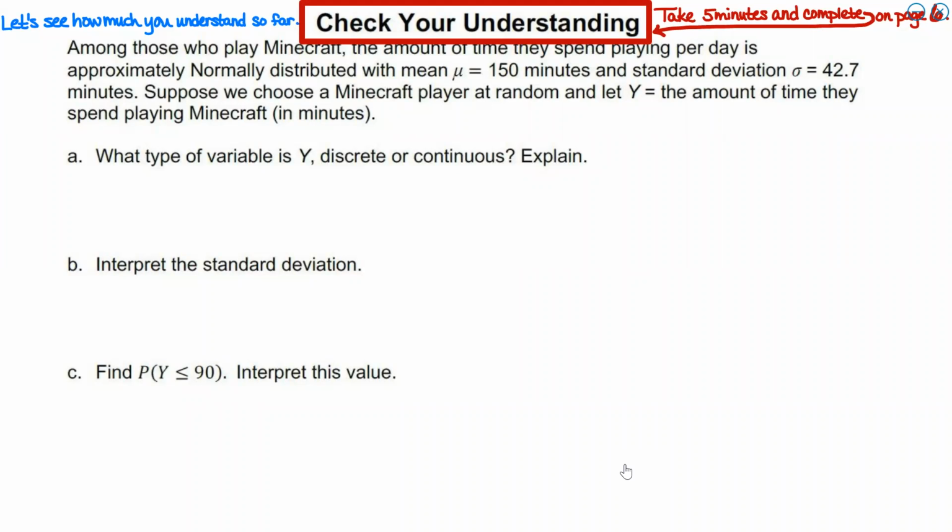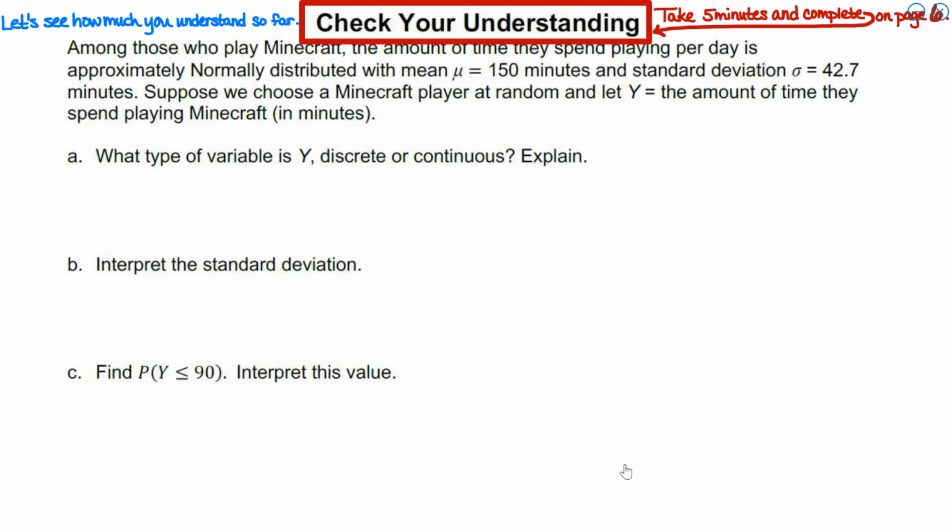What type of variable is y? Is it discrete or is it continuous? So discrete means that it can only take on very specific values, like when we talk about number of children in your family. Continuous is something like your grade in a class or the percentage that you get on a test. What do we think?